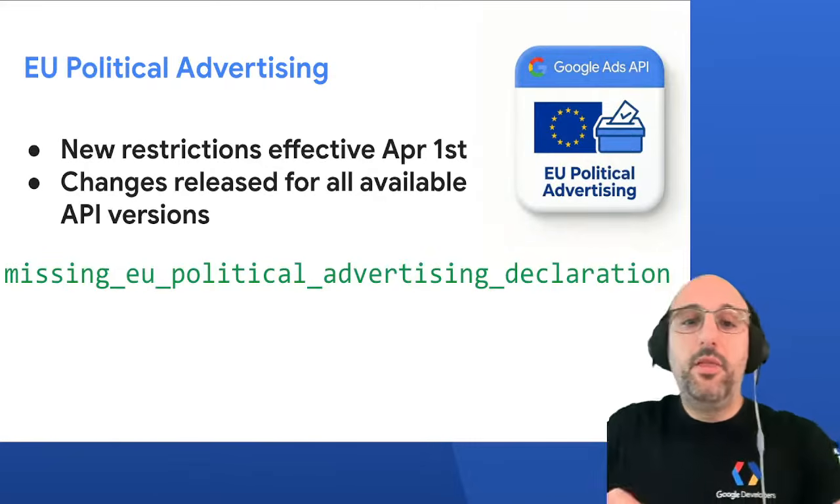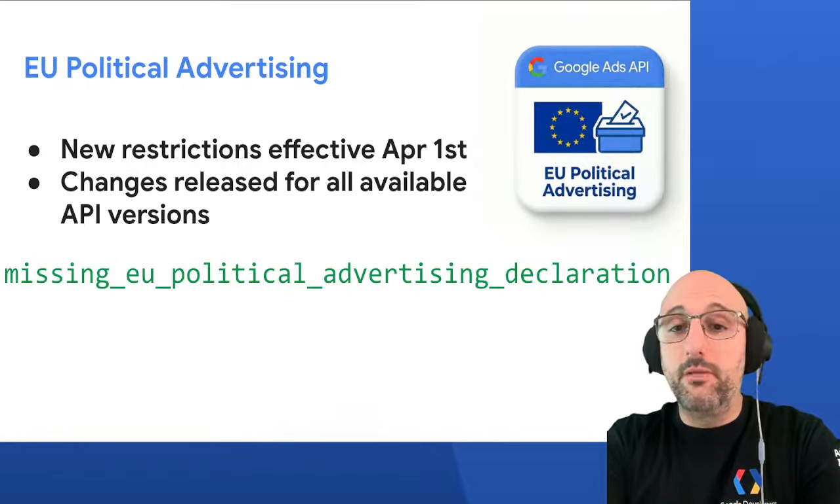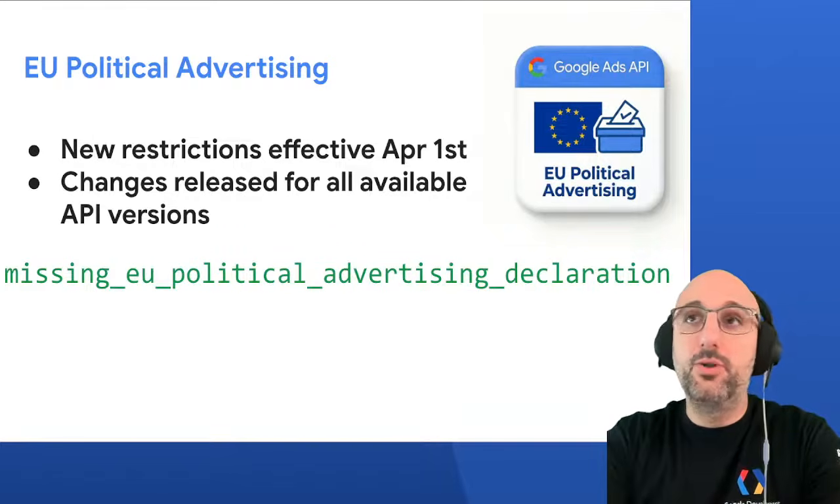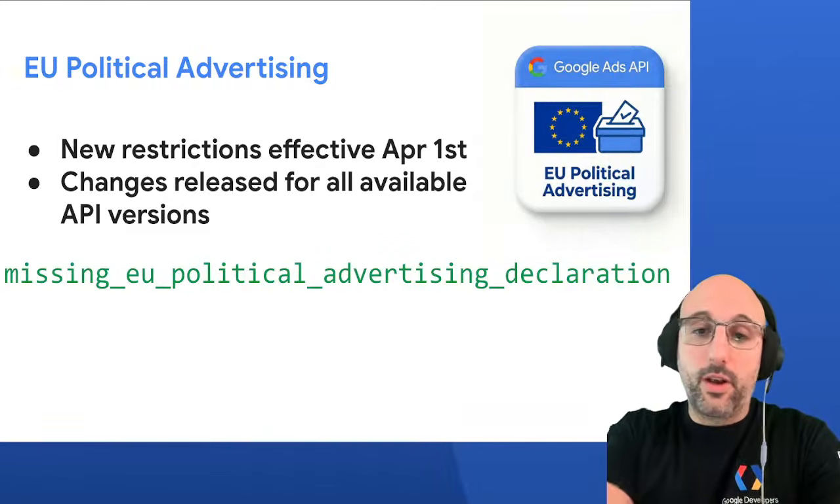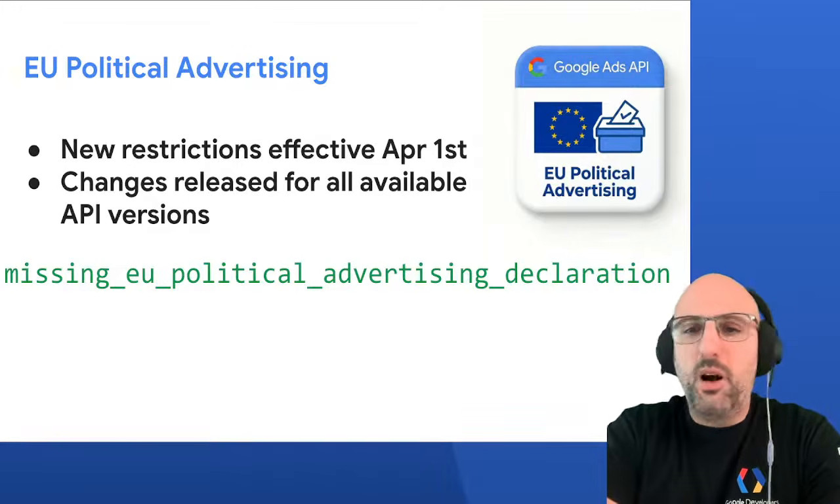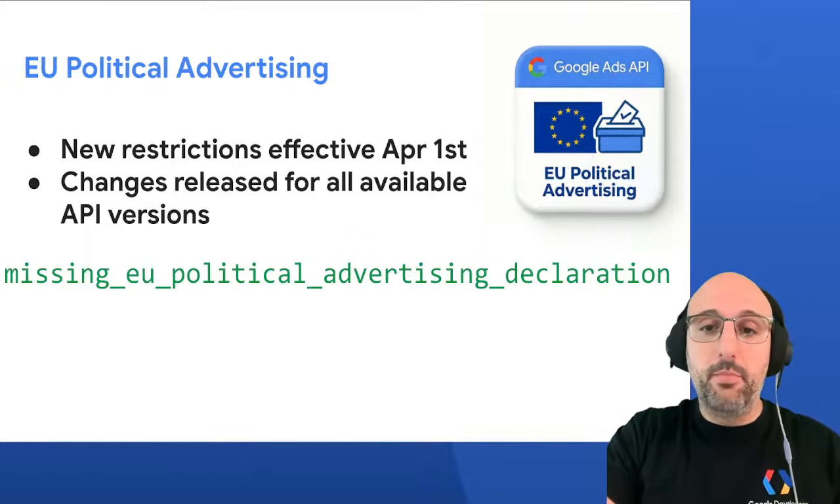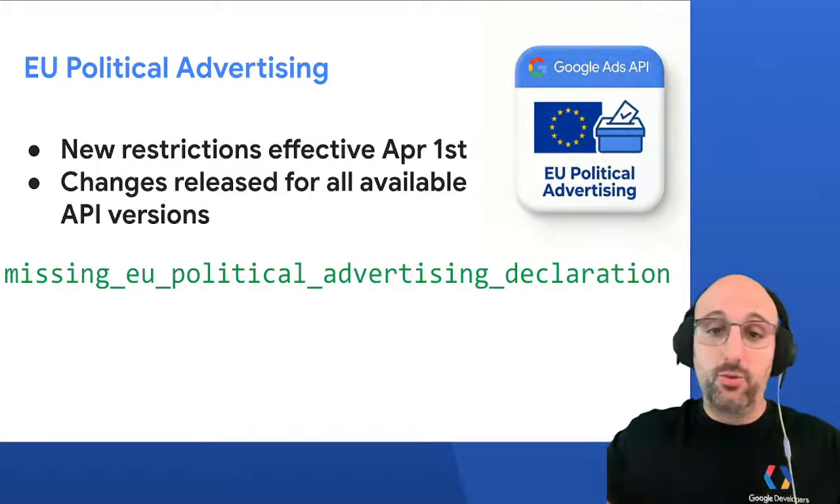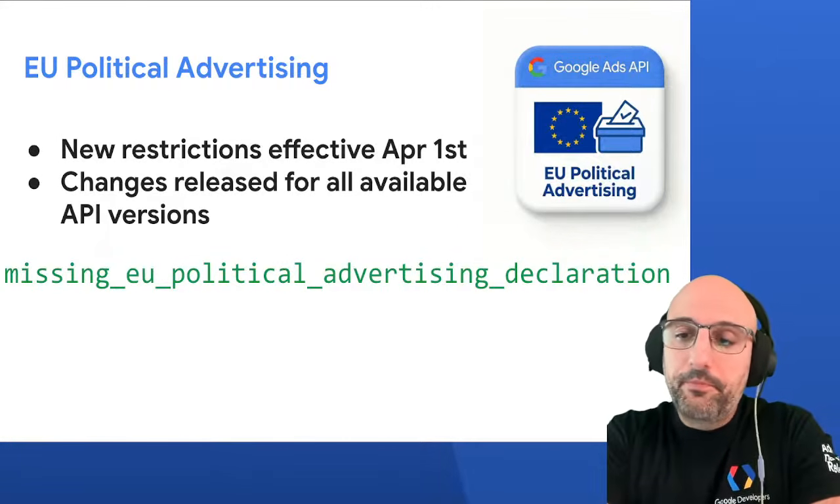Next up, there is a new feature which is being released not only in V23, but also in V20, V21, and V22. There are some new restrictions due to a regulation of the European Union that are coming into effect on April 1st, so about a month from now. Basically they require you to declare for all of your campaigns if they contain or if they do not contain political advertising targeting the European Union.